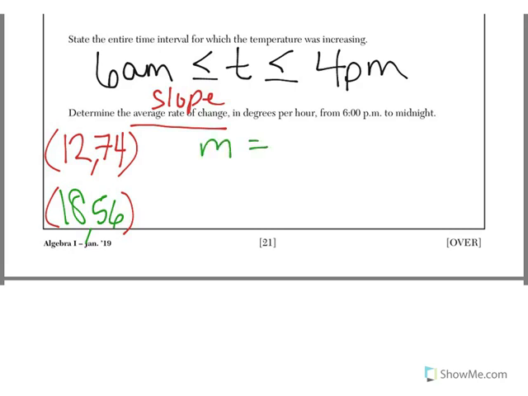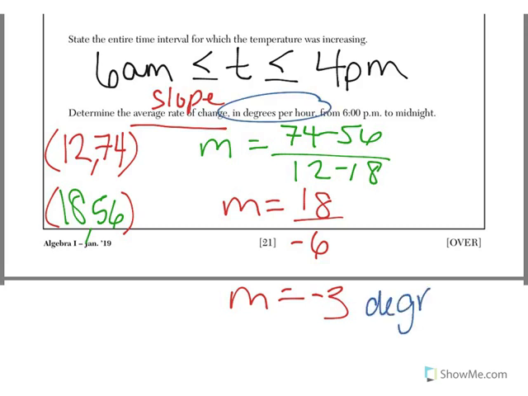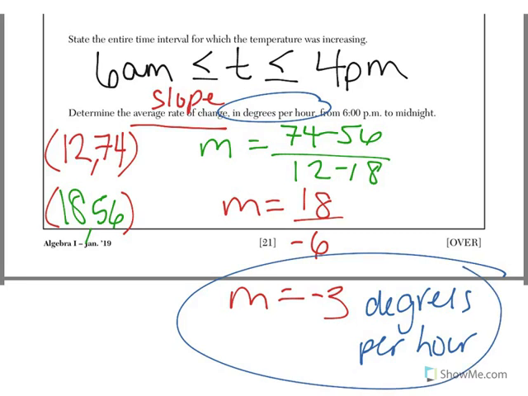And so if I use the slope formula and I subtract the y values, so 74 minus 56 over 12 minus 18, I should get 18 over negative 6, which simplifies to negative 3, and they want it in degrees per hour, so that's what I will state after it. This is negative 3 degrees per hour. And that's my final answer.